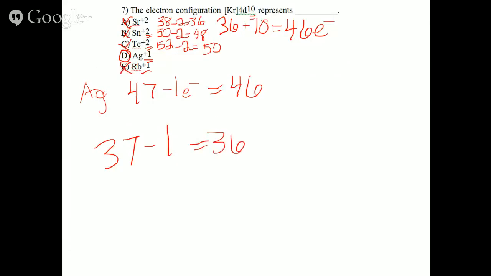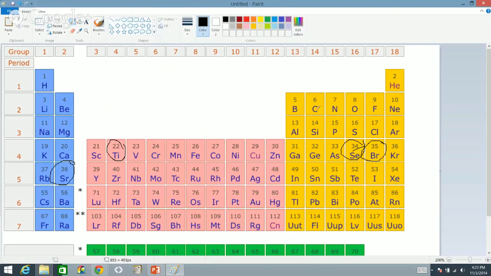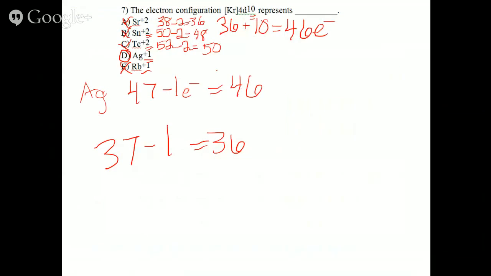Mr. Johnny, where'd you get all those electrons from? Just off the periodic table. Remember, protons equals electrons, so the atomic number for everything is also how many electrons it has when it's neutral.